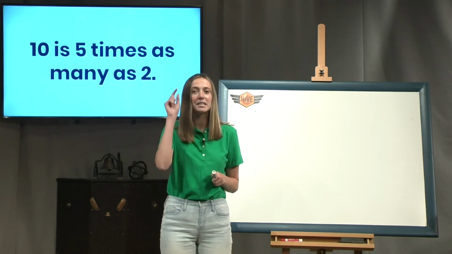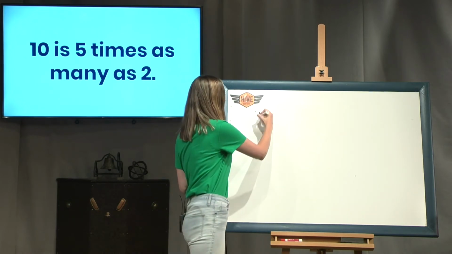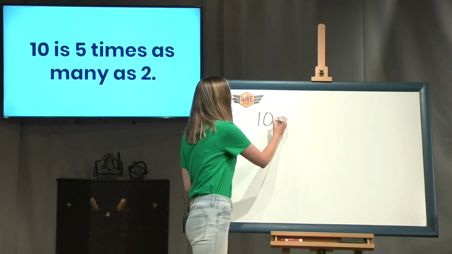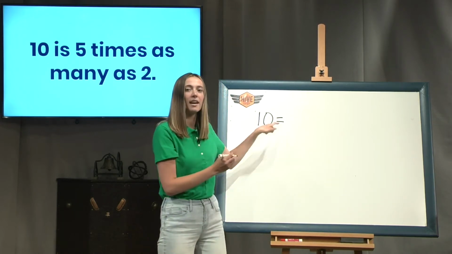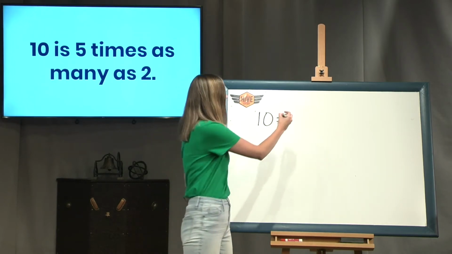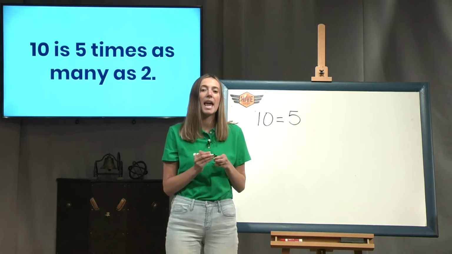When I hear is, I know that is means an equal sign. So I'm going to write a 10, and I know that is an equal sign. So 10 equals, that's an equal sign. 10 is 5 times as many as 2. So we're going to write our 5 times as many as.